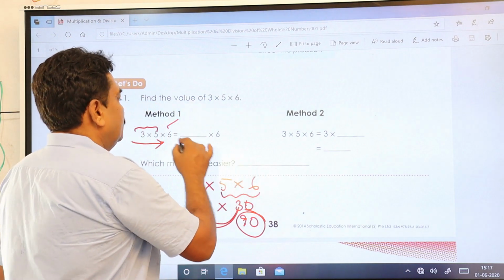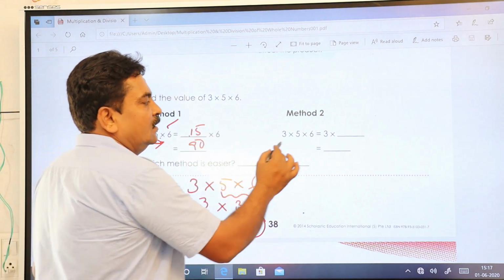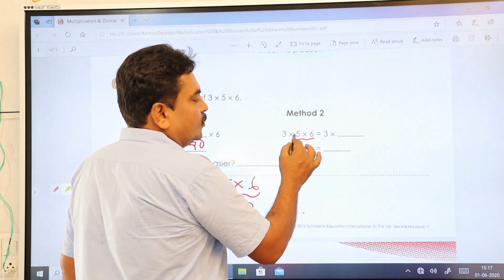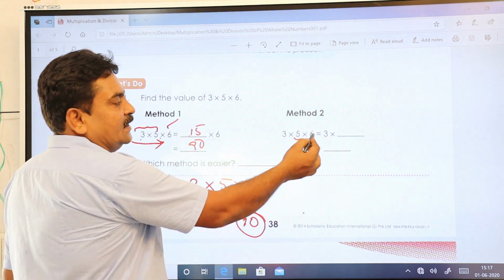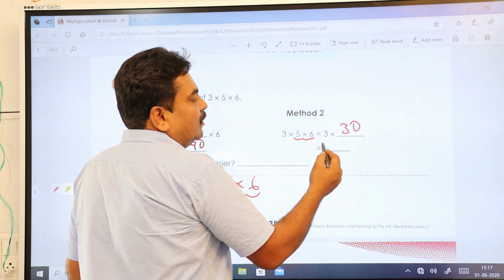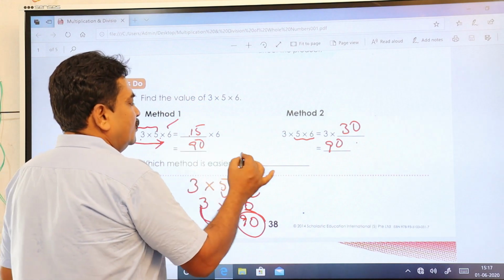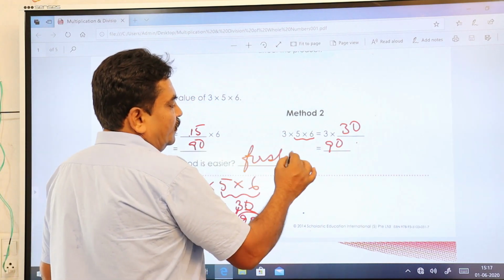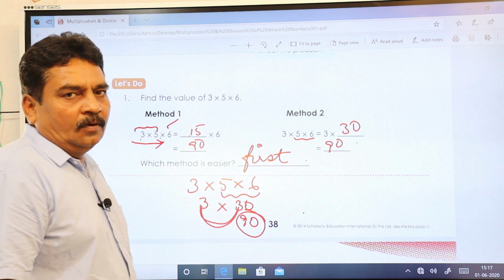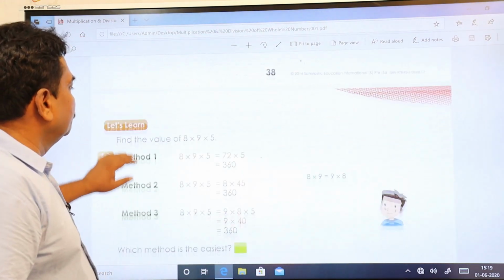So this is nothing but 3 5 times how much? 15. 15 6 times 90. Here we multiply these two, 5 6 times 30, 30 into 3, right? That is nothing but 90. So we'll keep to the first method only. First method only we'll follow. Is it clear? Now we'll go to the next one.